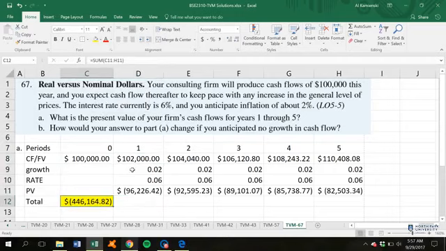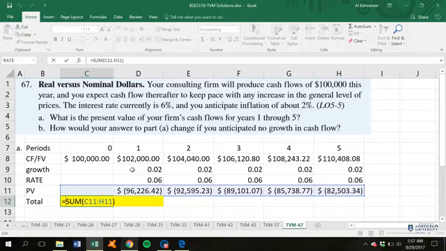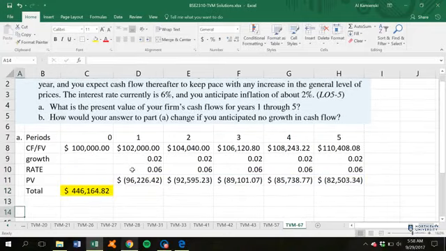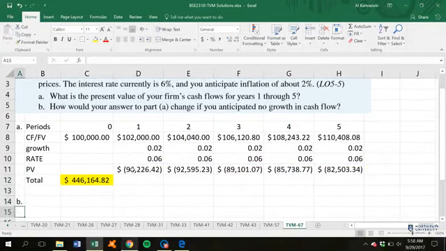So if you prefer, this is another candidate too where you could easily start thinking absolute value terms and just switching the sign and saying $446,000. Now for part B, how would your answer change if there was no growth?